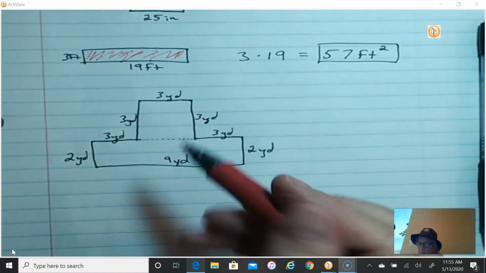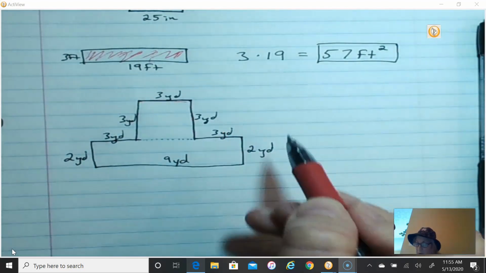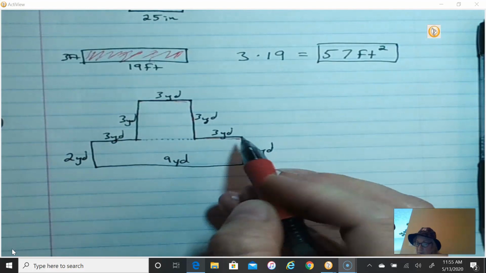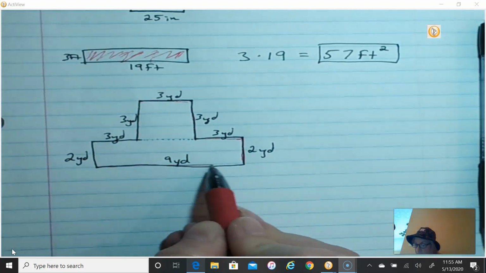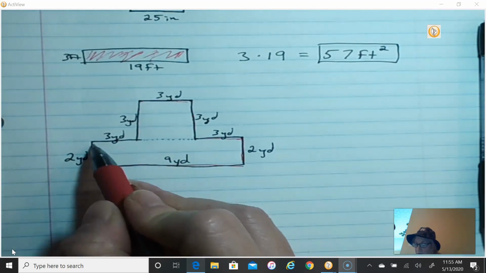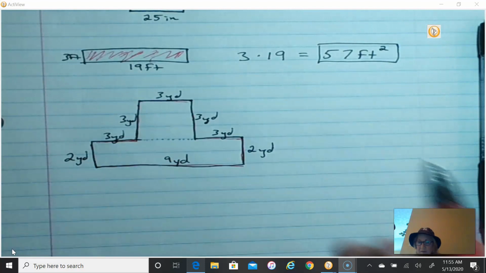Okay, so keep in mind, 3 yards, 3 yards, 3 yards. That's supposed to be 2, even though it looks like 3. This whole side right here is 9 yards. This side is 2. This side is 3. And this side is 3.